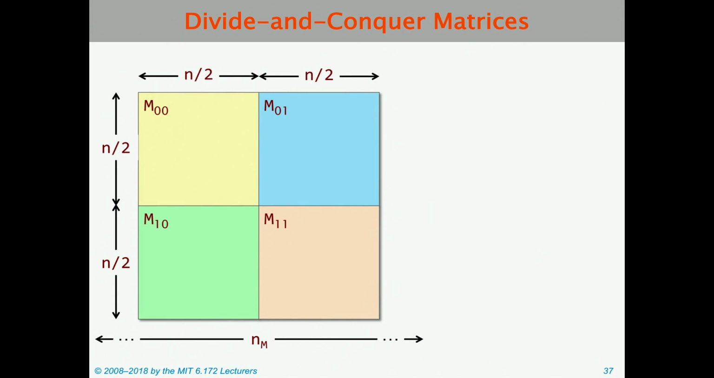So M00 starts at the same place as M. Okay, that upper left one. Where does M01 start? Where's M01 start? Yeah, M plus n over 2. Where does M10 start? This is the tricky one.